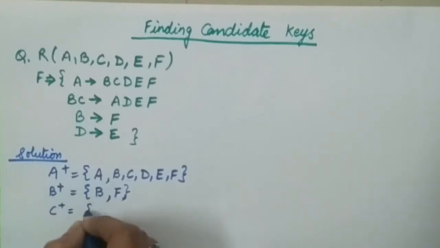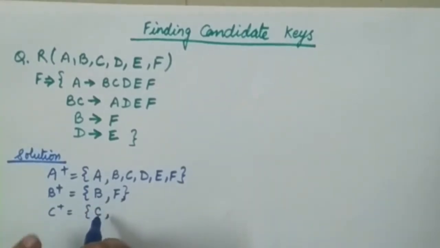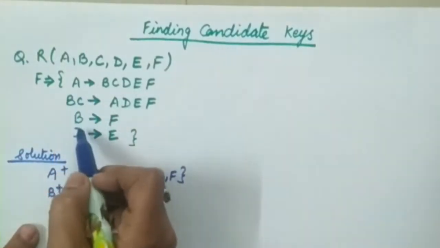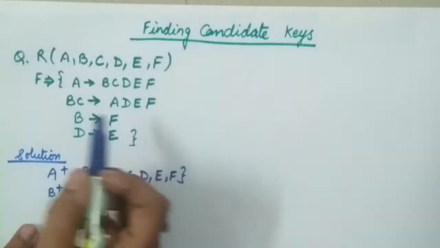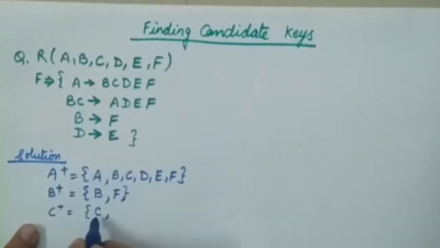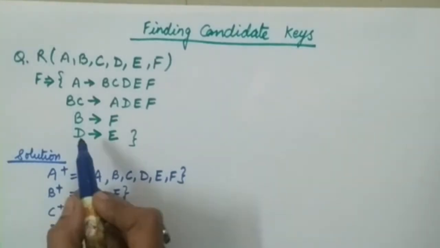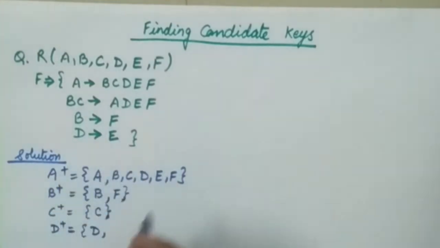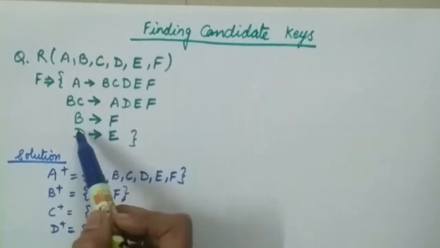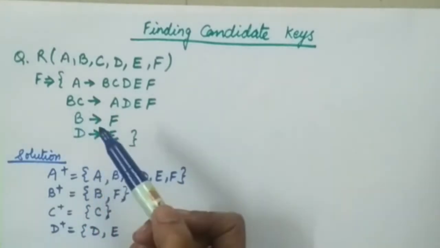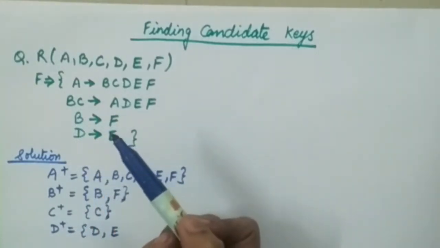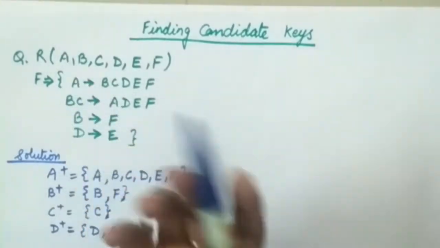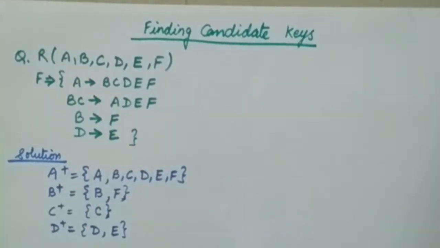Next, the closure of C. C can determine itself using the reflexivity property. Then through C, I cannot find any attribute. So with C, I need B, but I do not have B here. So this also ends here. Now closure of D. It can determine itself. From D, I can move to E. Now from E, there are no functional dependencies containing E on the left hand side. So this also ends here.